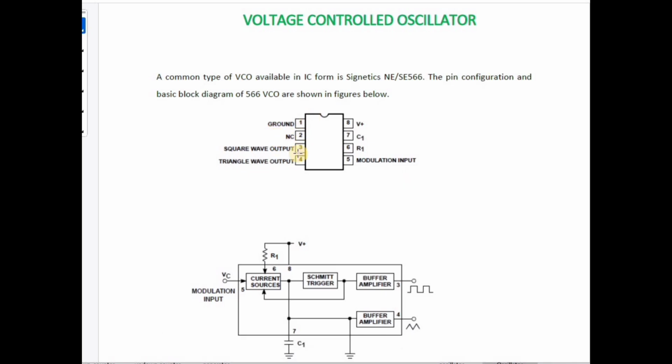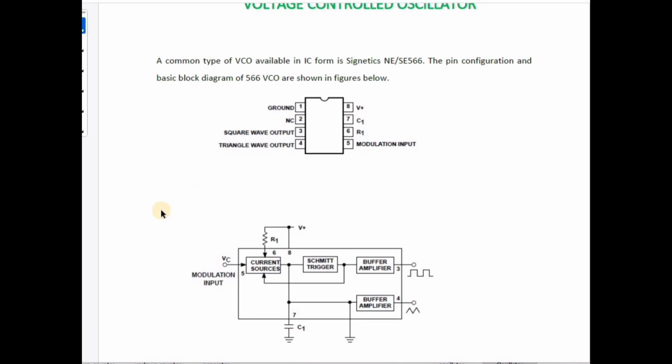Okay, and this is a block diagram of the 566 VCO. It is an 8 pin dual in-line package, which consists of the first pin as ground, the second pin no connection, and the third pin a square wave output, and you have a triangular wave output. The eighth pin is VCC, the seventh pin is C1, and the sixth pin is R1. You can see the sixth pin is connected to R1, and the seventh pin is connected to C1, right? And here you have a modulation input.